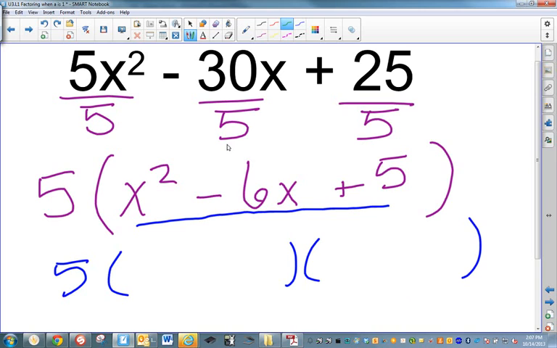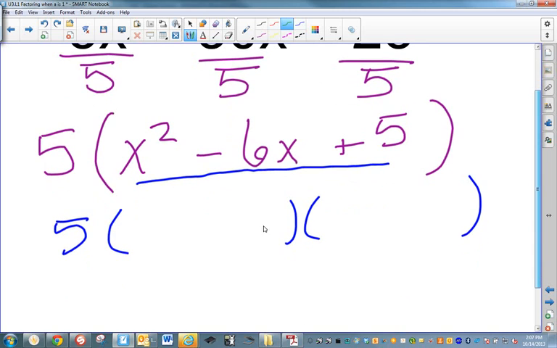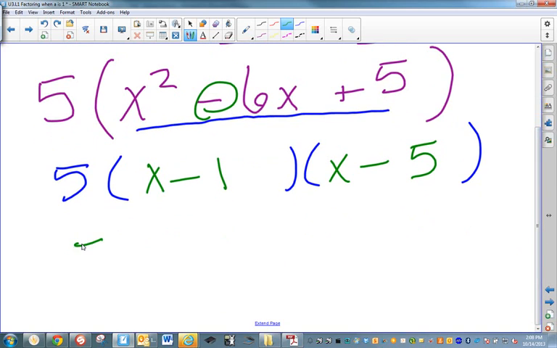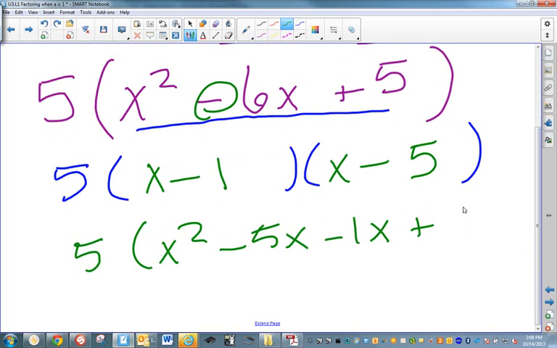So if you're looking at this, you just want to ask yourself, how can you multiply and get a positive 5? It's either positive 1 times positive 5, or negative 1 times negative 5. So positive 1 plus positive 5 is positive 6. You want a negative 6. So it's x minus 5, x minus 1. So you get 5 times, when you multiply this out, x squared minus 5x minus 1x plus 5. So we factor this out.